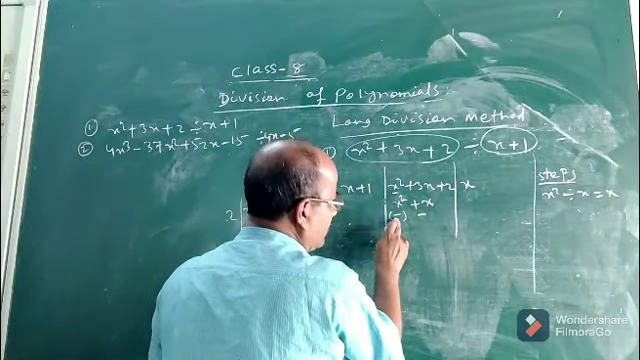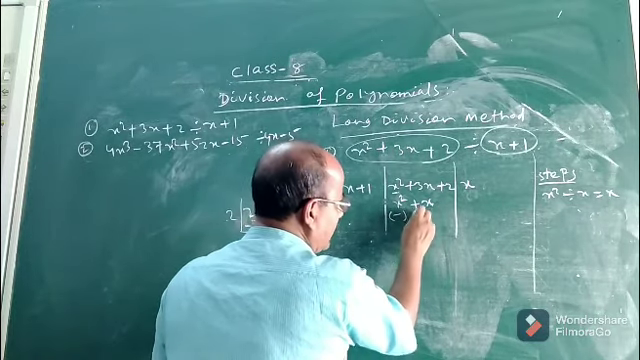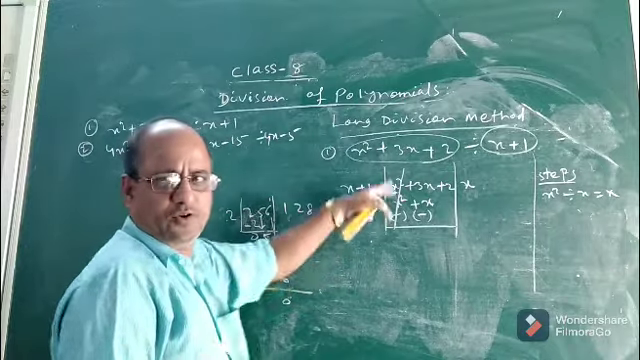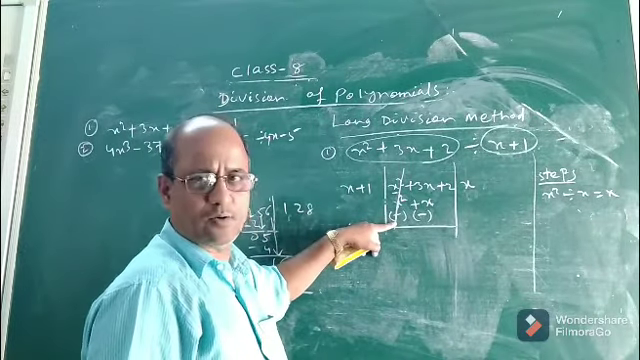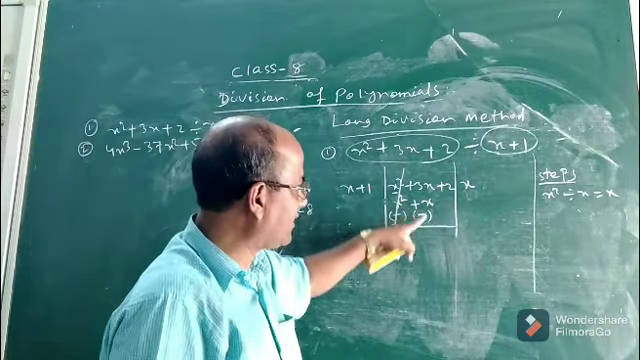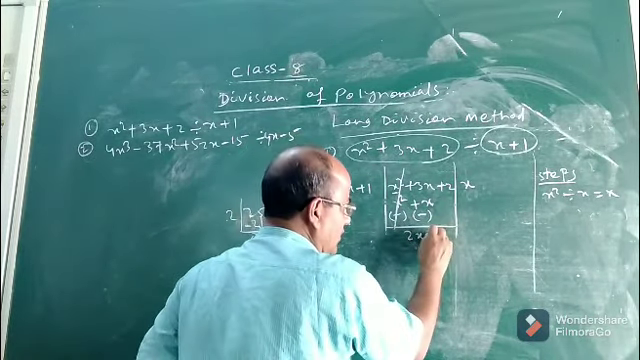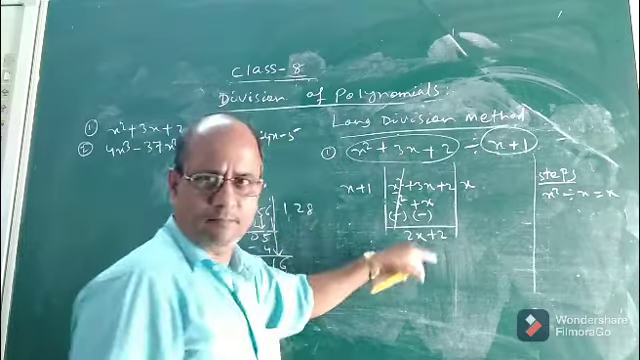This sign is plus, so it will become minus. Here the sign of x is plus, it will become minus. See, now x square minus x square will be 0. Cancelled. Now 3x minus x, how much will it be? 2x. Then this 2 will come downward. Okay, bring it down.